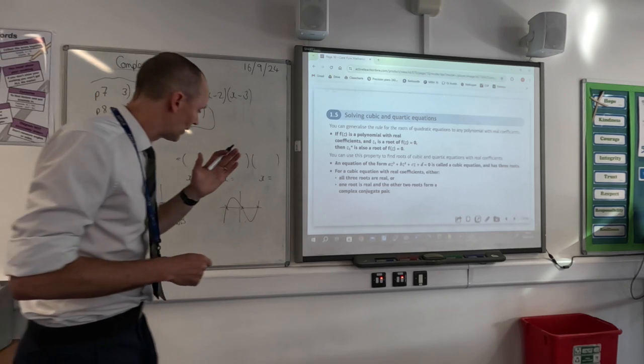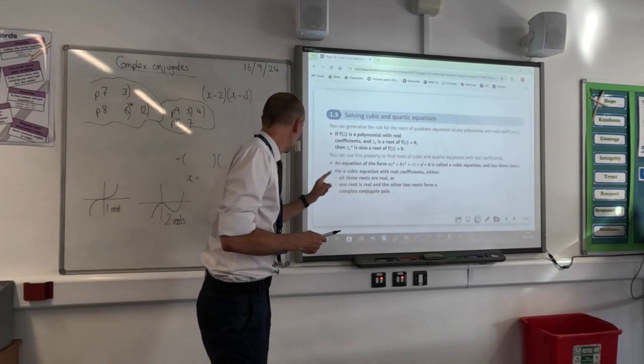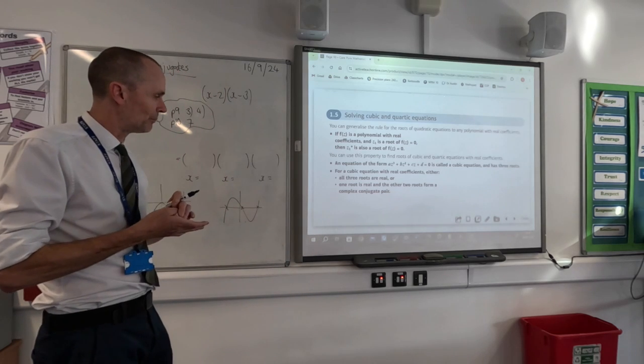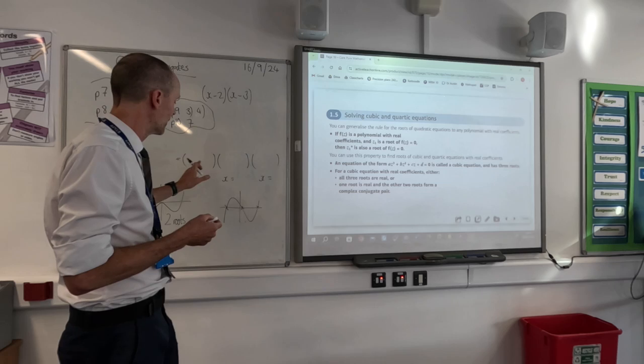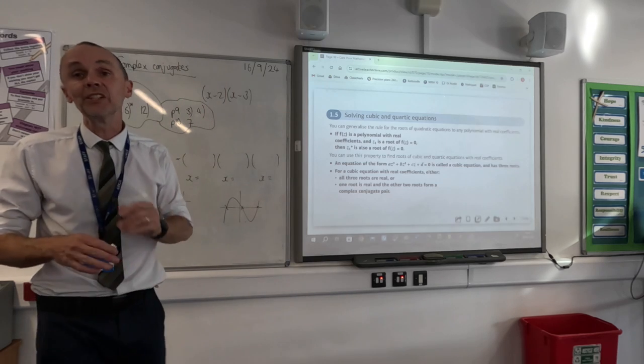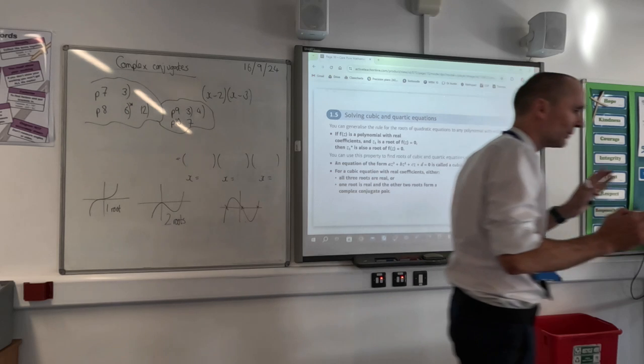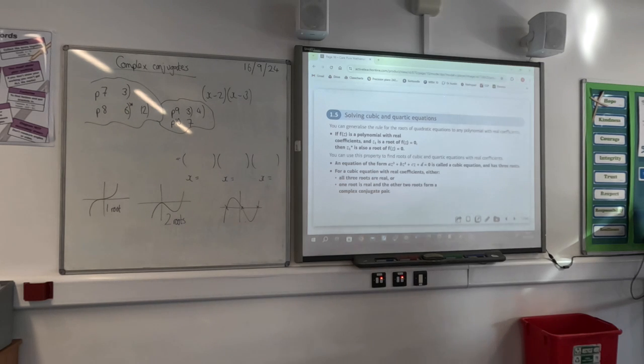And if we are dealing with one of those, we either get three real, normal, nice numbers, or we get one real number and a complex conjugate pair. There's no other solution. You can't have three complex number solutions. It's impossible. You can't have two real numbers and one complex number. Complex numbers always come in pairs, just like the good old bus.